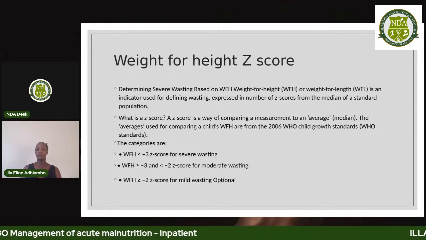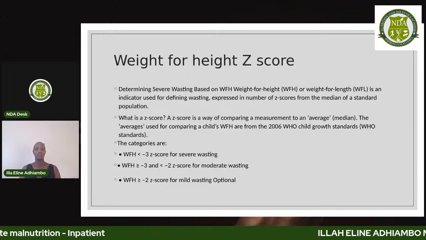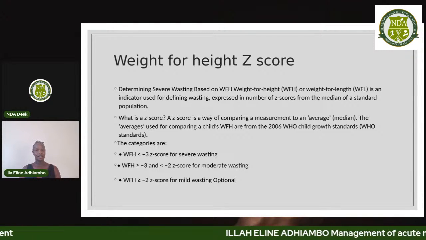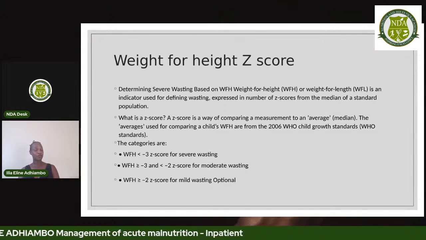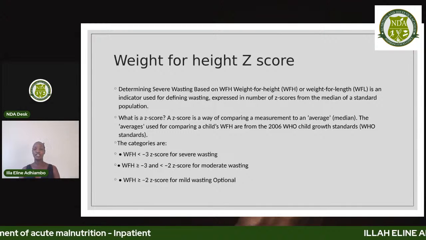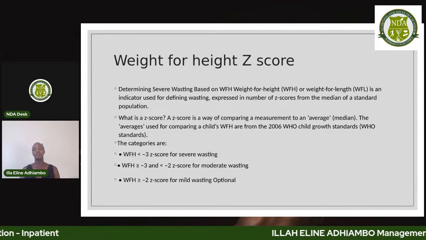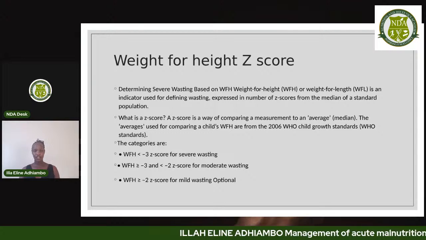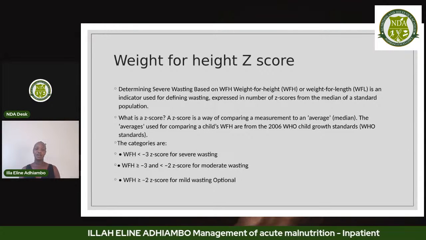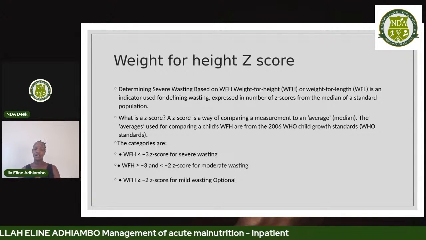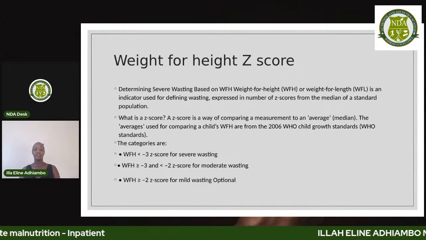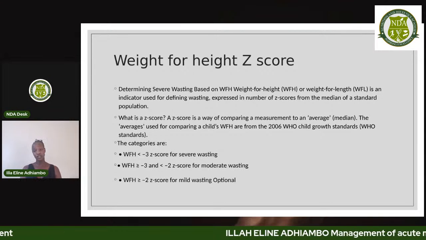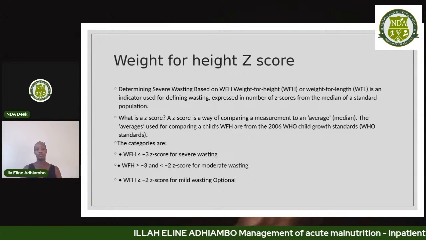So in terms of weight for height Z-scores, this is an indicator for defining wasting. It is expressed in terms of the z-scores from the median of a standard population. It is used as a comparison measurement to the average median in the community. Let's say the child of the same age. Does this child compare to children of the same age? So that is how the z-scores guide us. If a child falls under the category of less than -3 z-score, we say this child is severely wasted, and this is going to be a child of concern to us in terms of being admitted for treatment.